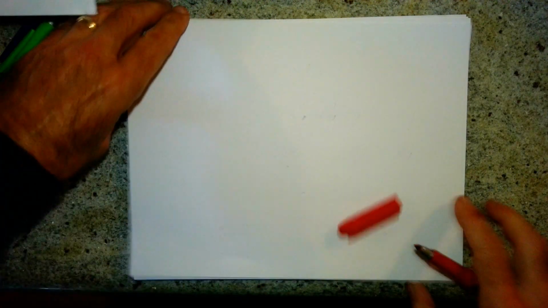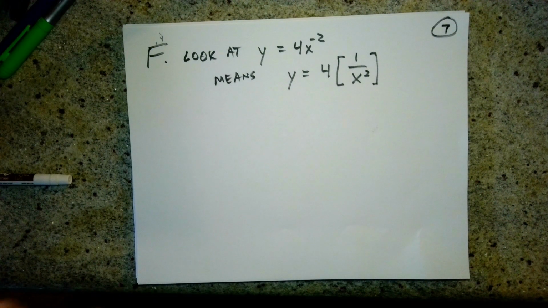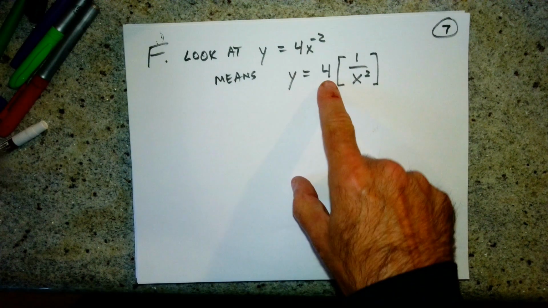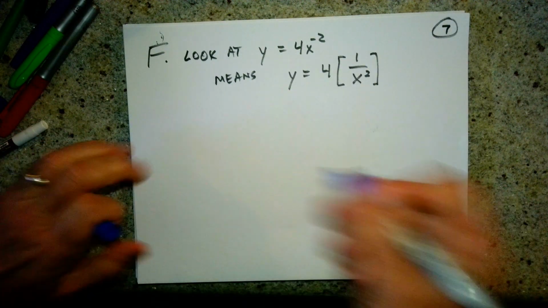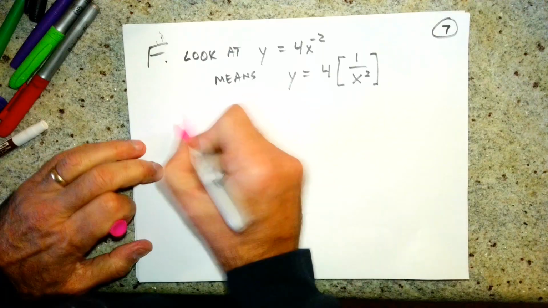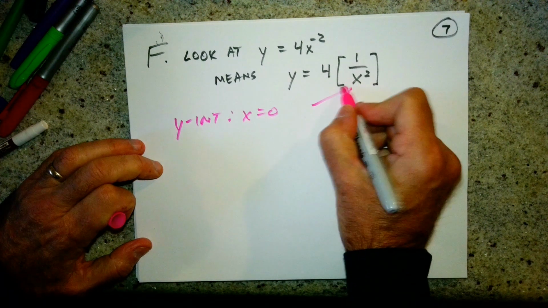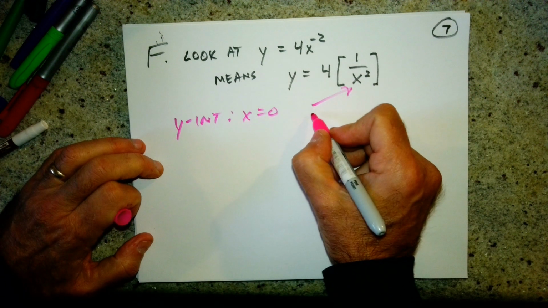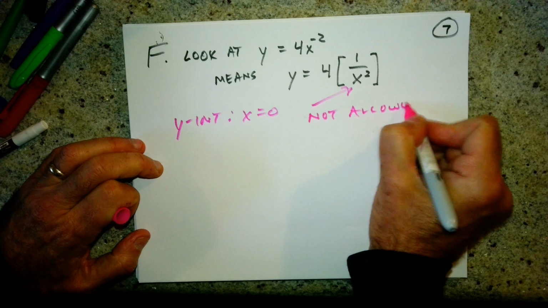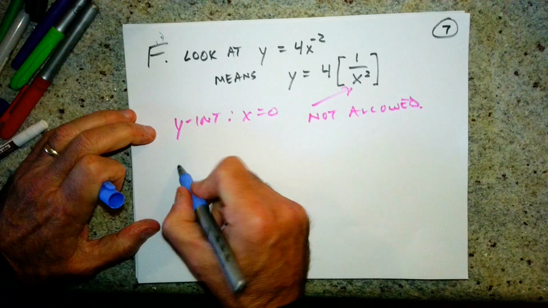Finally, we have one special example to look at. Y equals 4 times x to the negative 2. All right, what this means is y equals 4 times 1 over x squared. So let's try finding the intercepts. Let's start with the y-intercept. Y-intercept means x equals 0. Oops, you can't do that. Cannot do. Impossible. Not allowed. Okay, so let's move on to trying to do the x-intercept.